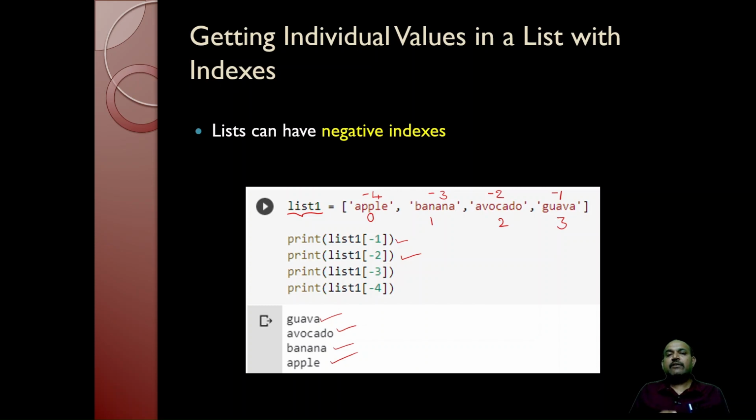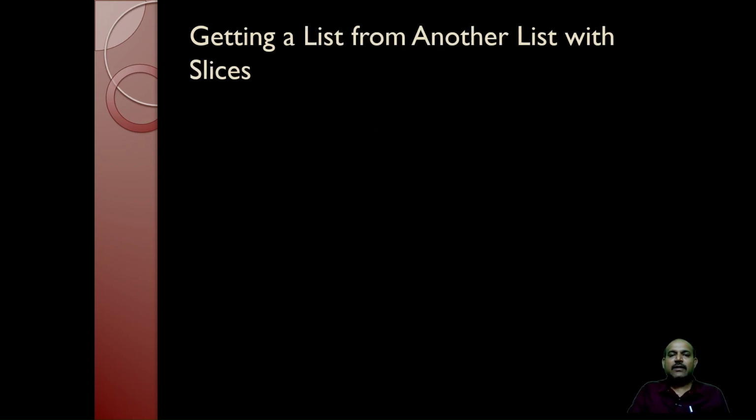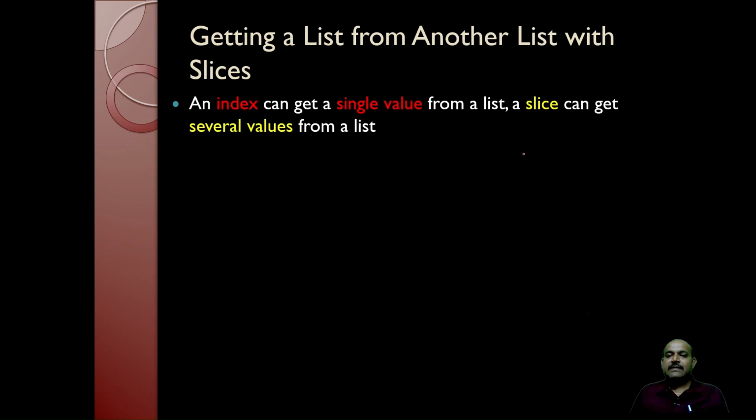Till now, we have seen how to access individual items from the list. If you want to access a group of items, multiple items together, then I go for a concept called list slicing. A slice can get several values from a list. Let us look at the syntax for accessing a slice.